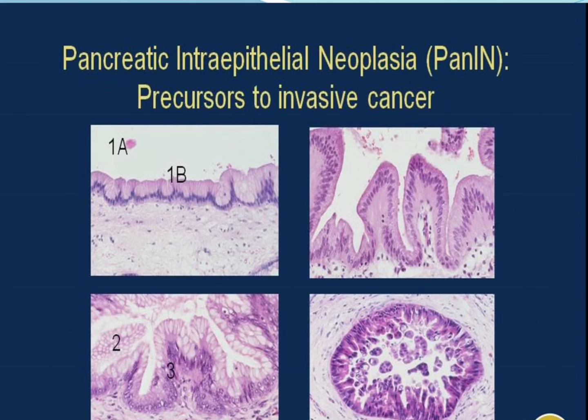These histological pictures show the change from normal cells to PanIN. Here we can see the normal cells here. This is PanIN 1A, and here cells with PanIN 1B, and here there is change into PanIN 2, and here there is change into PanIN 3. We can see the change from the normal cells here to PanIN 3, and here the PanIN 3 is considered as in situ carcinoma and is the precursor of pancreatic ductal adenocarcinoma.